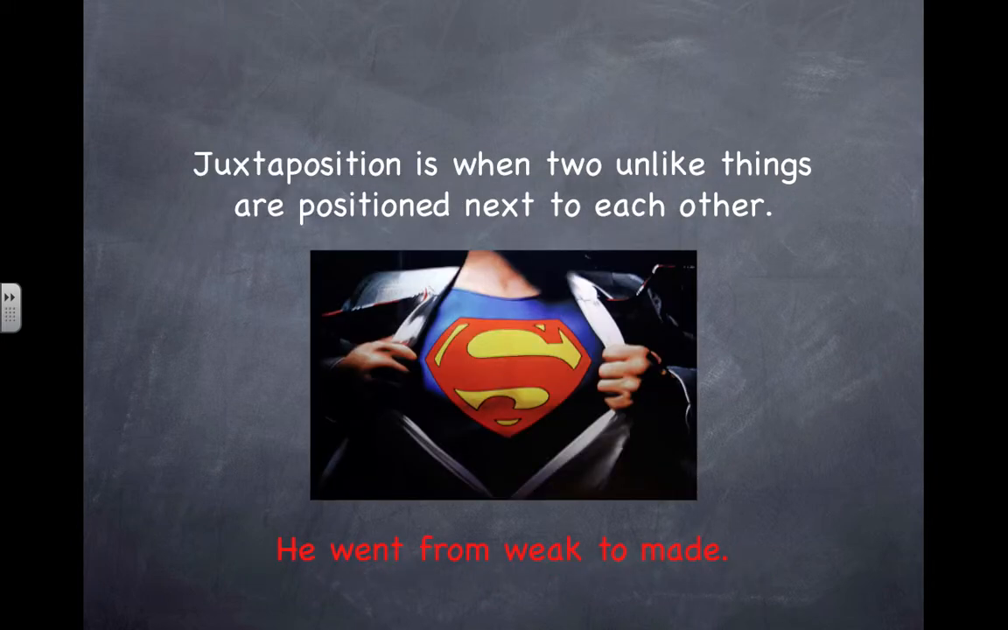Juxtaposition is when two unlike things are positioned next to each other. So for example, he went from weak to made. Normally, you wouldn't put the word weak and made next to each other. But since this sentence is trying to show a progression, juxtaposition helps us to do that.